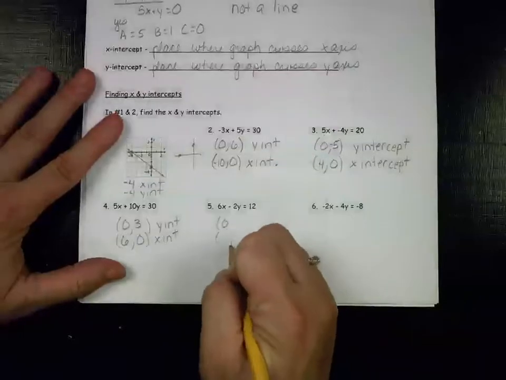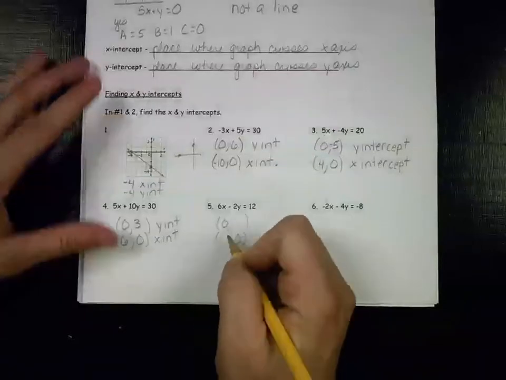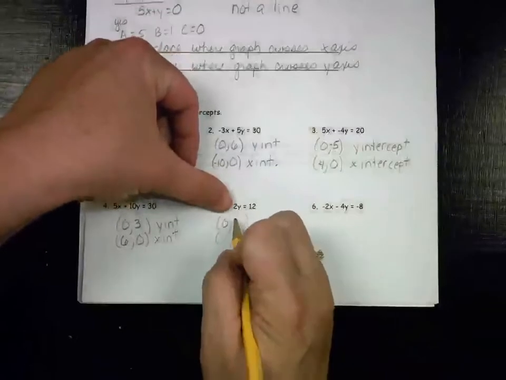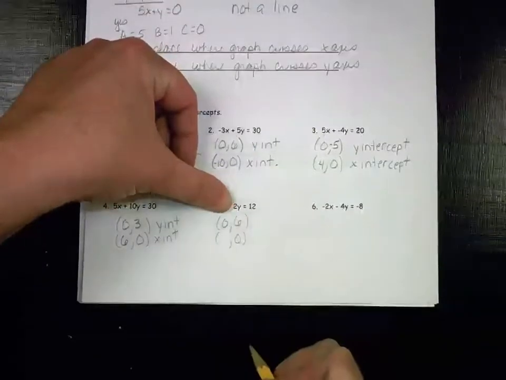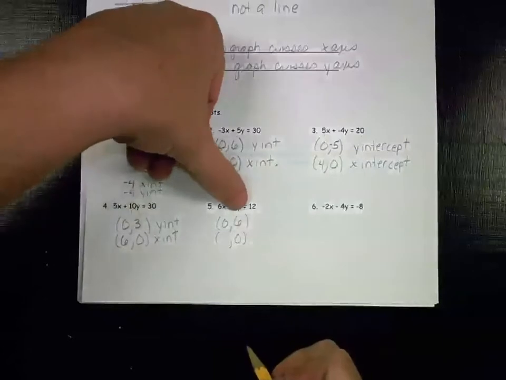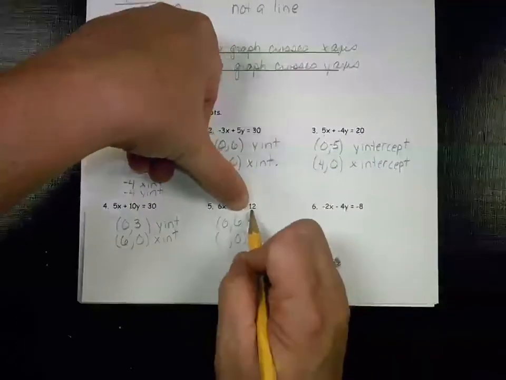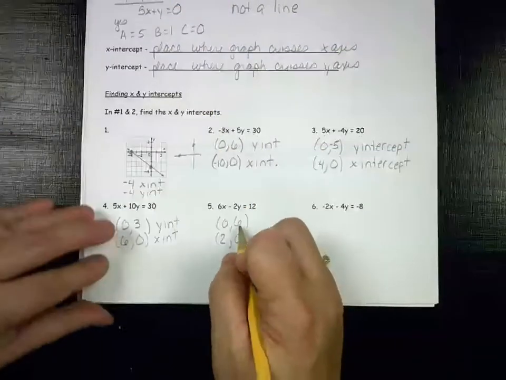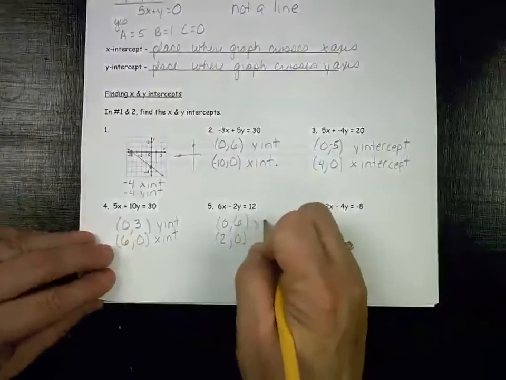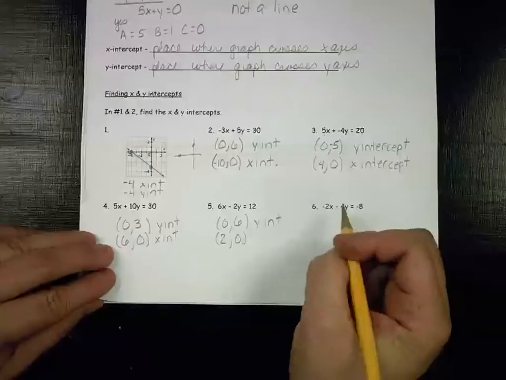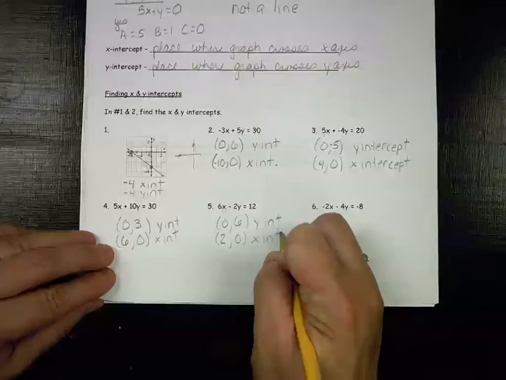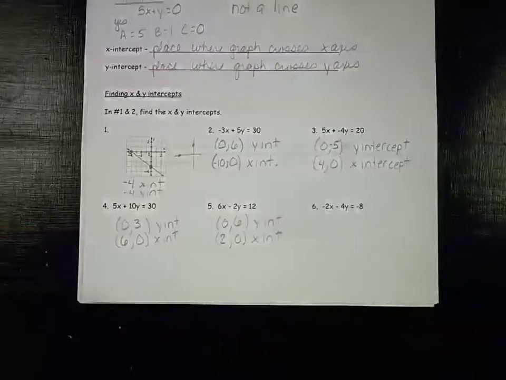Number 5. X is 0. 12 divided by 2 is 6. And over here, if y is 0, 12 divided by 6 is 2. The numbers in the y spot, so that is your y-intercept. Here are the numbers in your x spot, so that is your x-intercept.